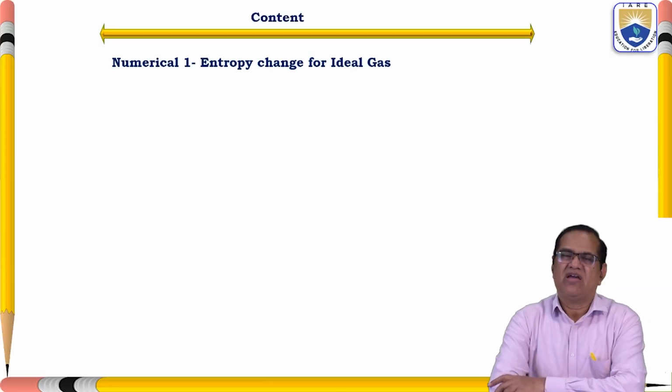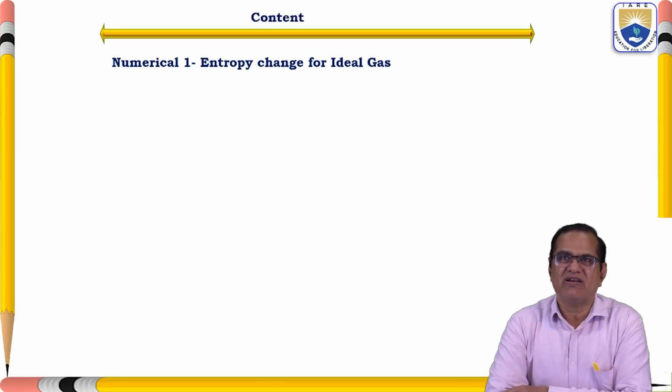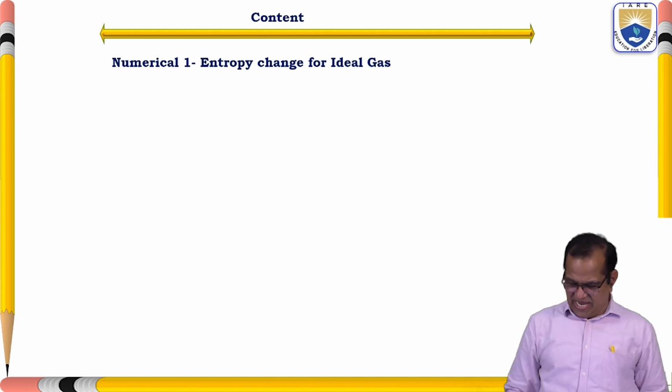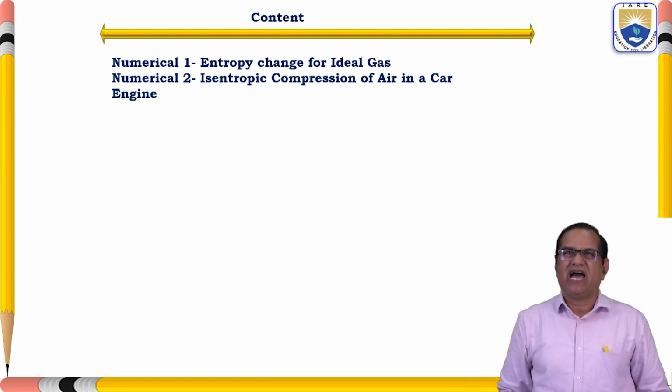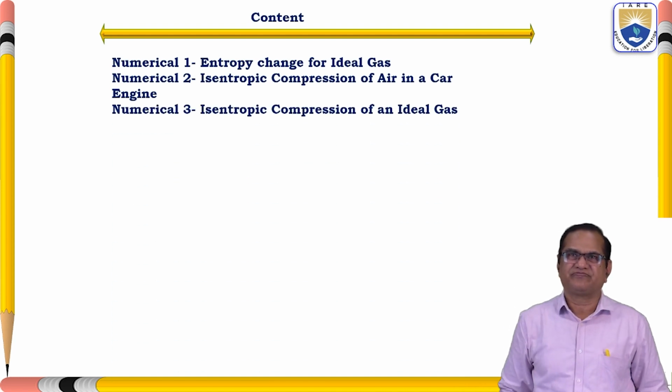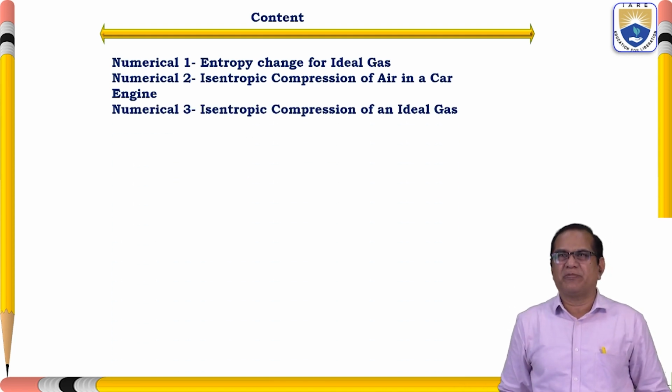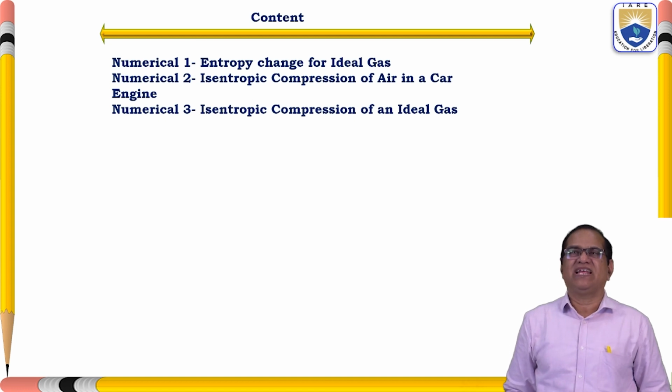So in this, I will be discussing the first numerical, that is entropy change for ideal gas. The second one is isentropic compression of air in a car engine. Numerical 3 is isentropic compression of an ideal gas.